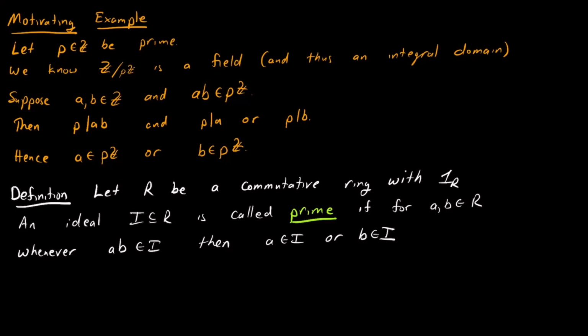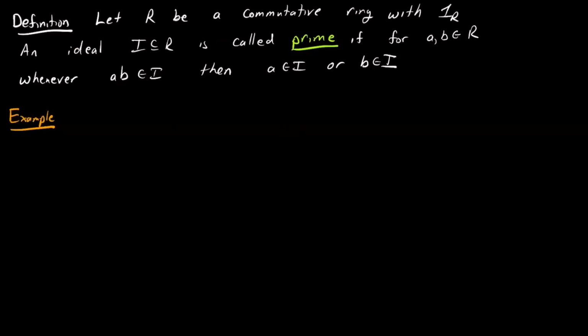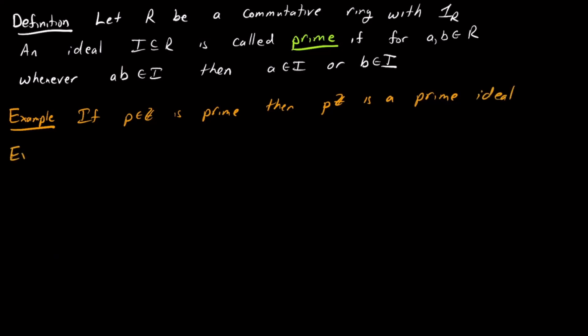So now let's look at some examples of prime ideals. Okay, so our very first example is the example from above. So if P in Z is prime, then PZ is a prime ideal. Okay, so this is pretty straightforward. One thing I'll point out is if we use a composite number, so for example 12Z, this is not a prime ideal.